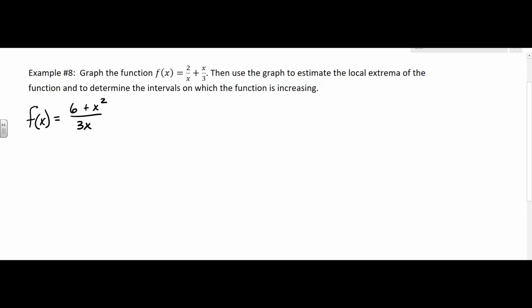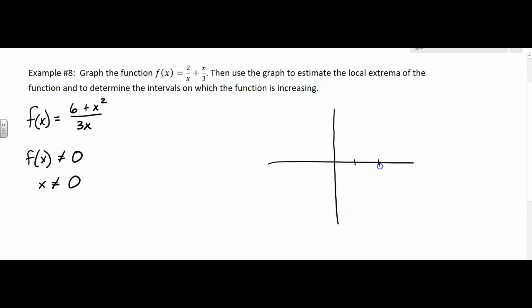Now, a couple of things you want to note on this. One, this isn't going to equal 0, so f of x does not equal 0. You can see that the numerator can't be 0 with a real number. And then also x cannot be 0, right? Because that would be divided by 0, and we can't have that. So if I go ahead and make a little piece of graph paper here.